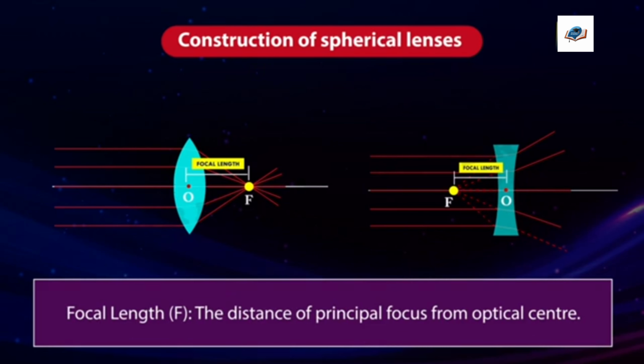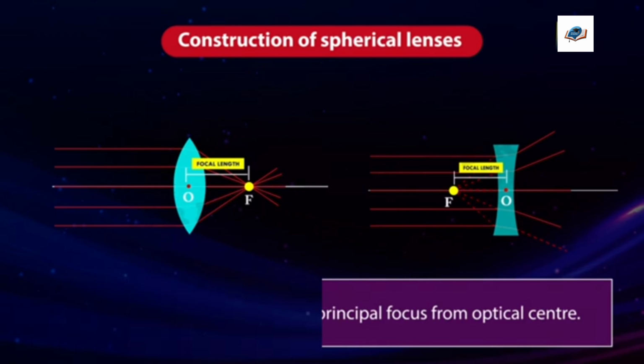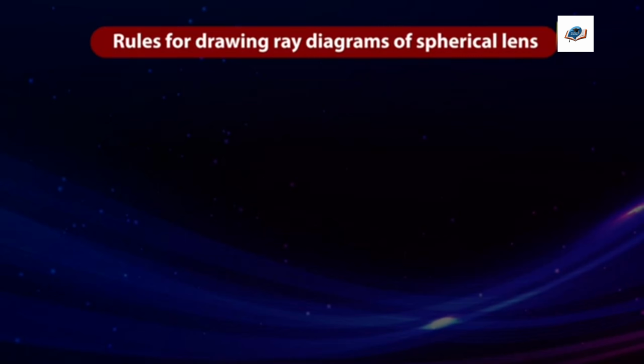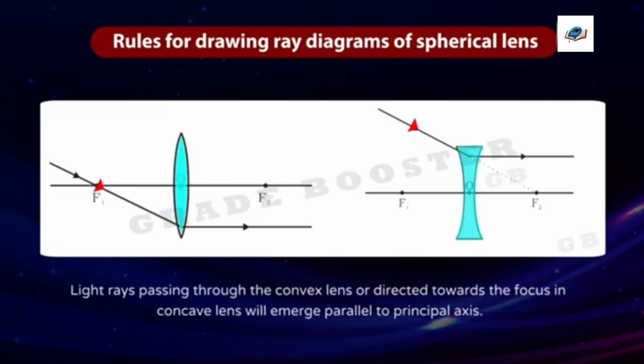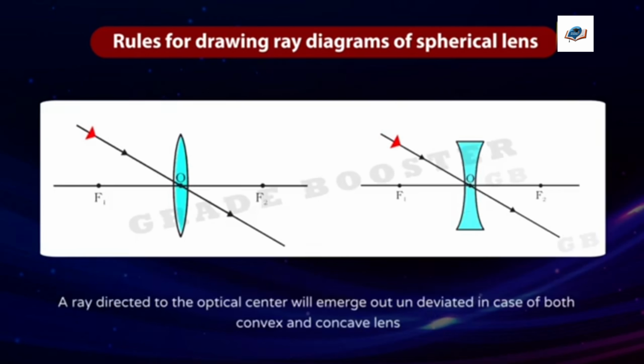Rules for the ray diagram of spherical lens. A light ray which is parallel to the principal axis, after refraction will pass through the principal focus in case of convex lens and will appear to be coming from the principal focus in case of concave lens. Light rays passing through the focus in convex lens or directed towards the focus in concave lens will emerge parallel to the principal axis. A ray directed to the optical center will emerge out undeviated in case of both convex and concave lens.